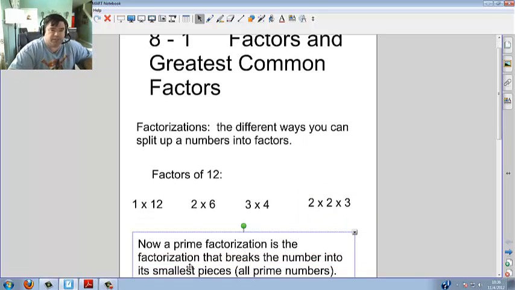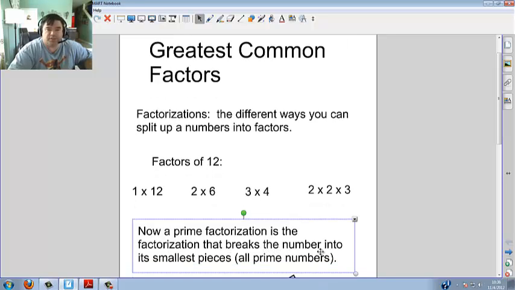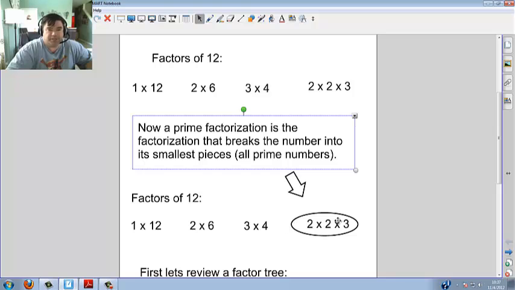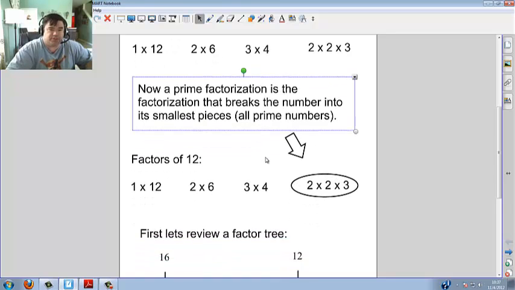Now, a prime factorization is the factorization that breaks the numbers into the smallest pieces. So of these four choices, this is the smallest bit because we can't break 2 and 3 any lower. They're as small as they're going to get. You can't divide them any smaller, unless you want to divide it by 1, and that would be the only way. So this is the smallest it gets, therefore it's the prime factorization.